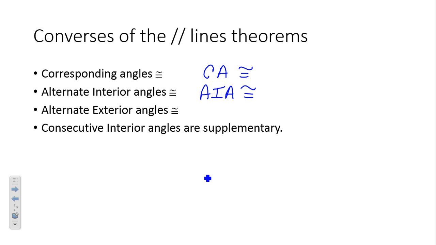Alternate exterior angle theorem was from yesterday as well. It said if you have two parallel lines and they're cut by a transversal, then the alternate exterior angles are going to be congruent. The converse of that is going to say if two lines are cut by a transversal and the alternate exterior angles are congruent, then it forces those lines to be parallel.